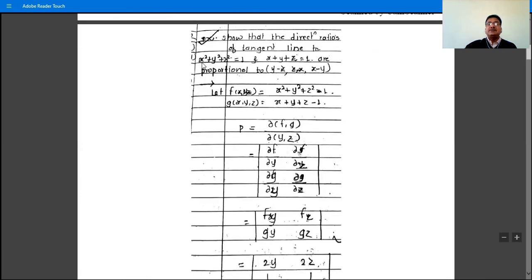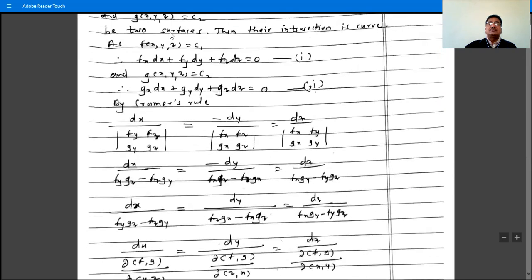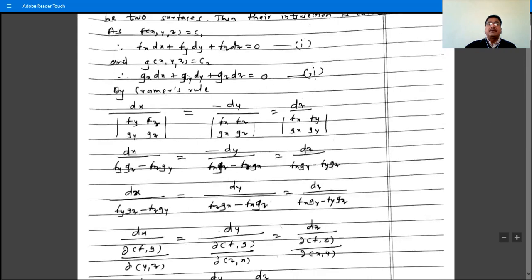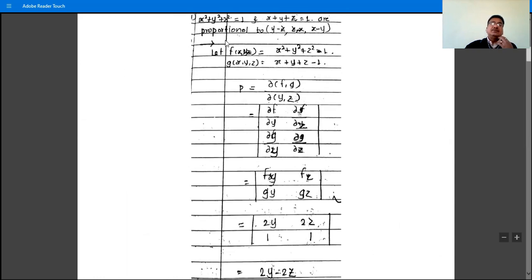So denote the given two equations of surfaces by small f and small g. f(x,y,z) is x square plus y square plus z square minus 1 is equal to 0, and the second one is x plus y plus z minus 1 is equal to 0, right? This is in the form f(x,y,z) = c1 and g(x,y,z) = c2, so denote the two surfaces by small f and small g.